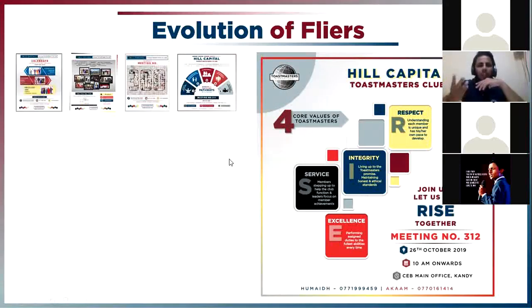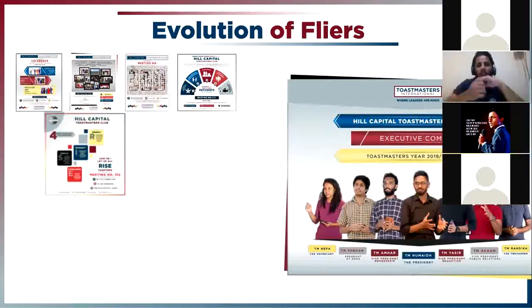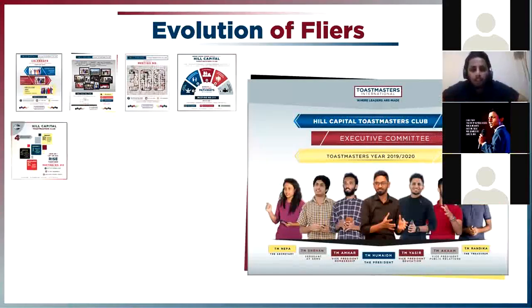We have these 4 core values in Toastmasters: integrity, respect, service, and excellence. And I wanted to design a flyer like this. And you can see only a set of fonts I used. So Toastmasters branding was done there. And this is a flyer I really liked. It's the last flyer I made as a VPPR for my club, if I can remember right.